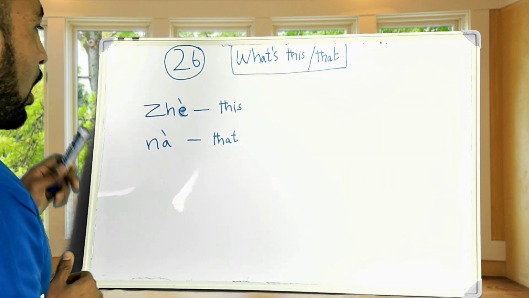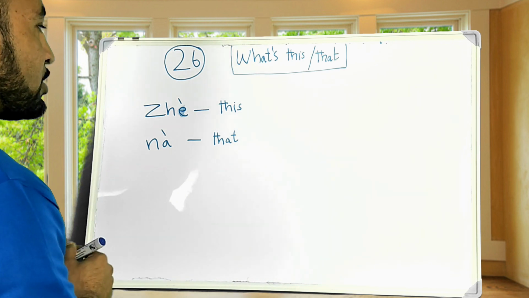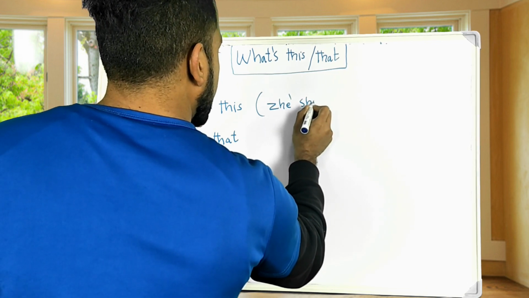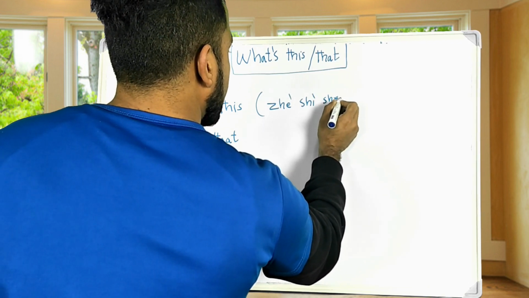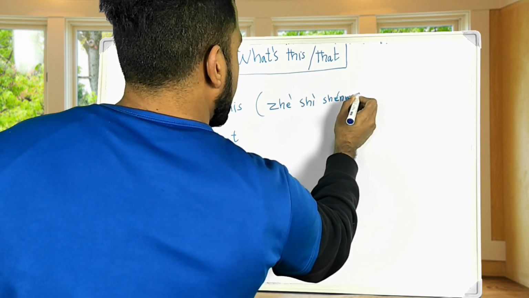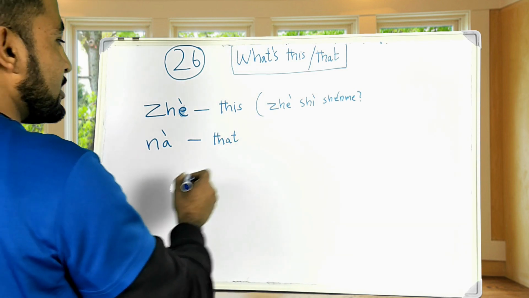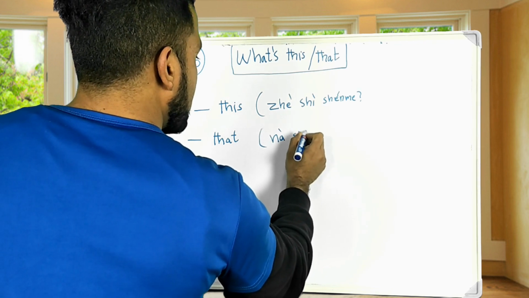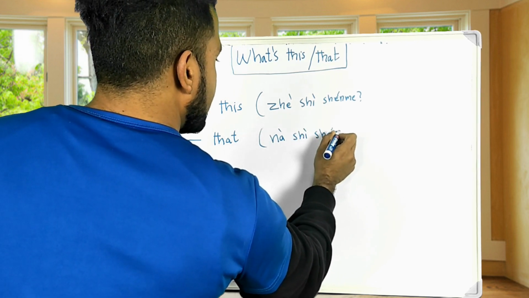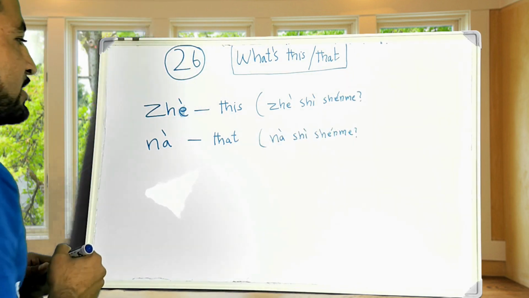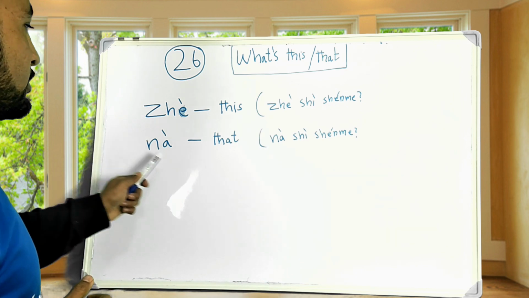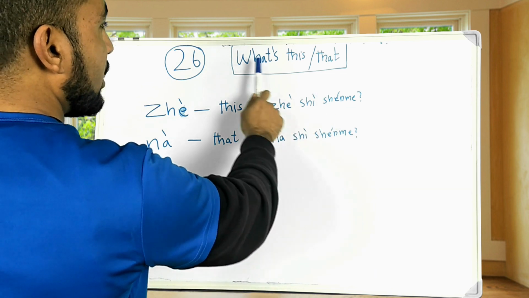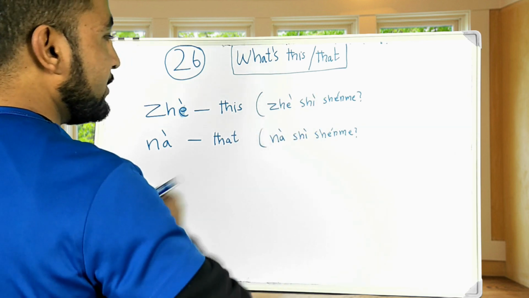这 and 那. So how do we use these two words in a sentence? For example, what's this? We can ask 这是什么？ And what's that? For this one, we can ask 那是什么？ What's this and what's that? 这是什么？那是什么？ So the title for today's lesson is what's this? 这是什么 and what's that? 那是什么 Okay?